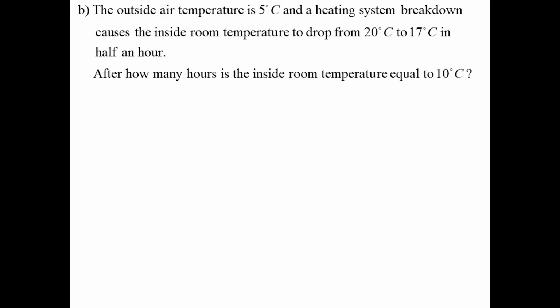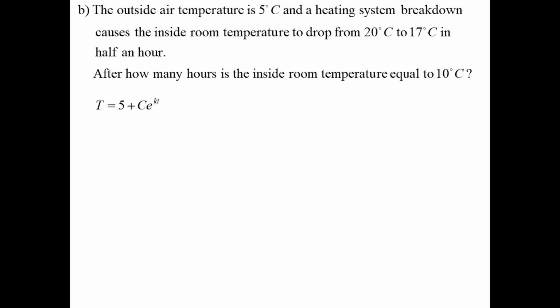All right, part B. The outside air temperature is 5 degrees, and the heater breaks down. So it drops from 20 degrees to 17 degrees in half an hour. How long is it going to take until that room temperature becomes 10 degrees? It's going to keep cooling down. Okay, so let's set it up.